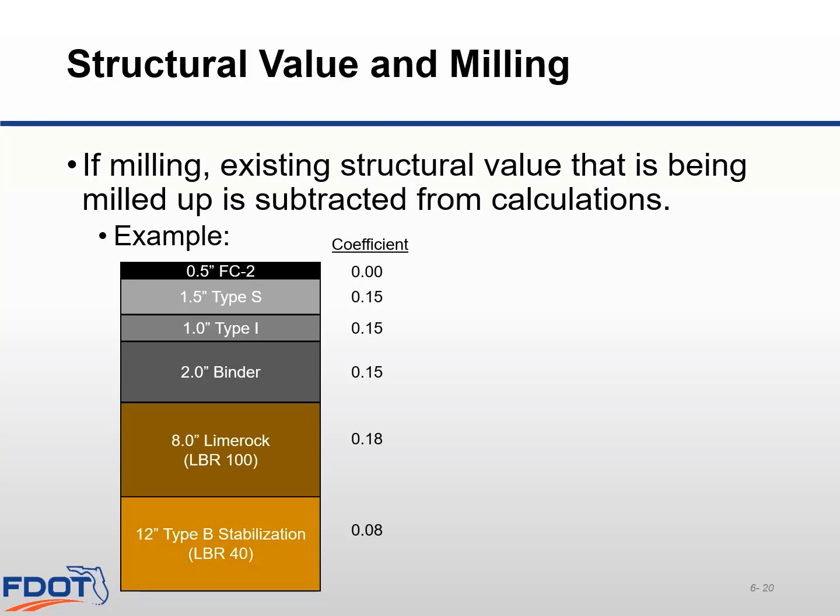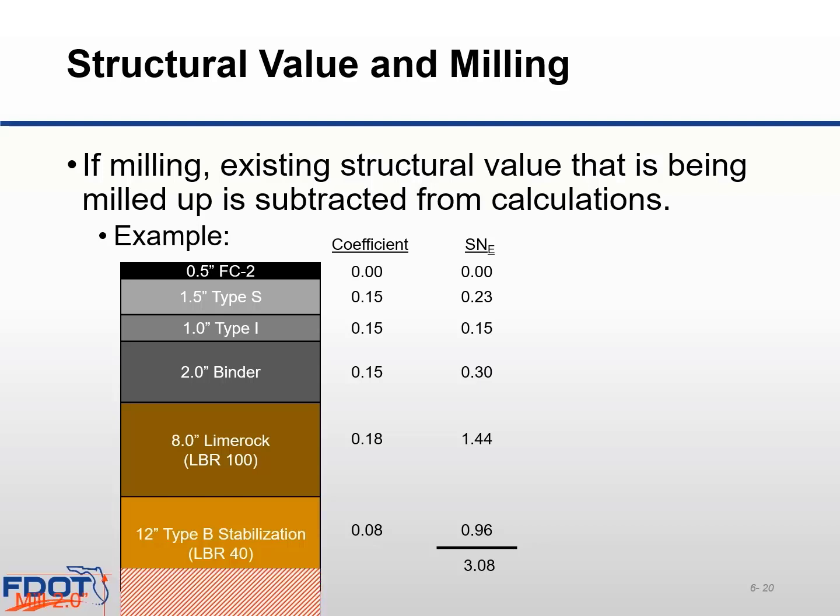So now that we have all of our layer coefficients defined here, we can go ahead and calculate our existing structural number. So multiplying each layer thickness times its corresponding structural coefficient, we get these values. And now adding them all up, we see that our existing structural number for the entire pavement structure is 3.08. But wait, we forgot to account for our milling.